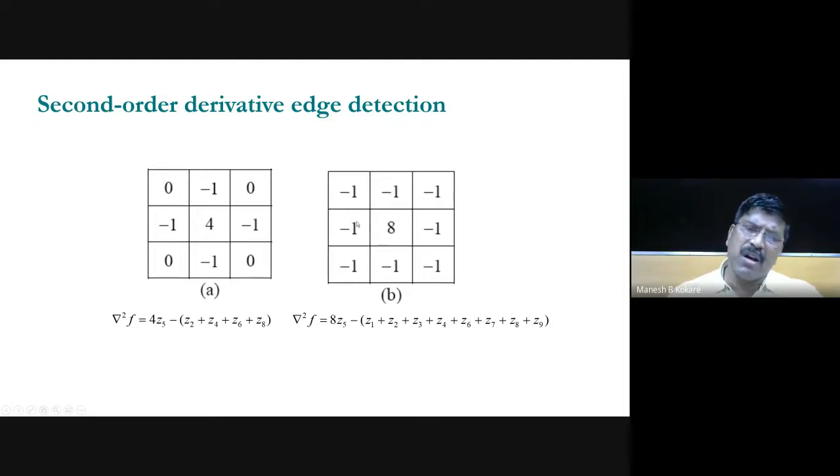Now, here del square f will be equal to what? That is 4z5, because this is z5. So 4z5 minus what is this one? Z2. This is Z4. This is Z6 and Z8. So this is the mathematical formulation of this mask. Similarly, the mathematical formulation of this mask is 8z5 minus what is this? Z1, Z2, Z3, Z4, Z6, Z7, Z8, Z9. So this is the mathematical formulation of this second order derivative.